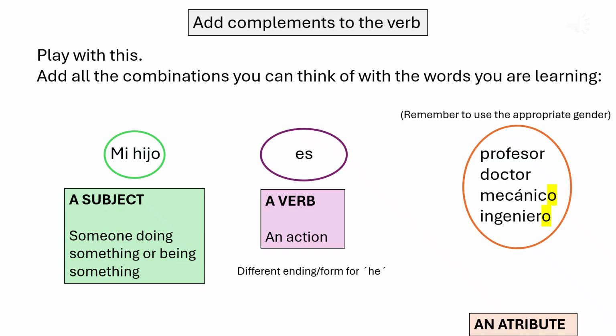Well, you can then use no. Mi hijo no es profesor. Mi hijo no es doctor. Mi hijo no es mecánico. And like this, you can say whatever you like, many more combinations.